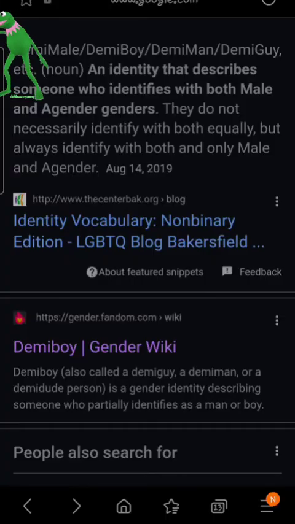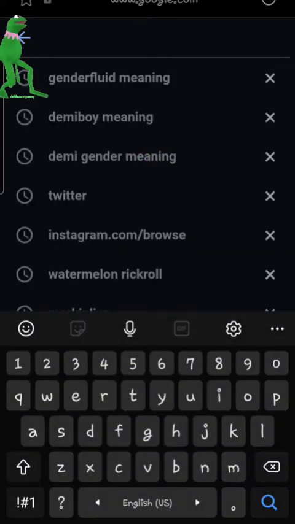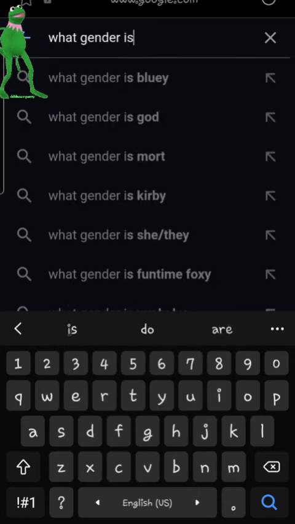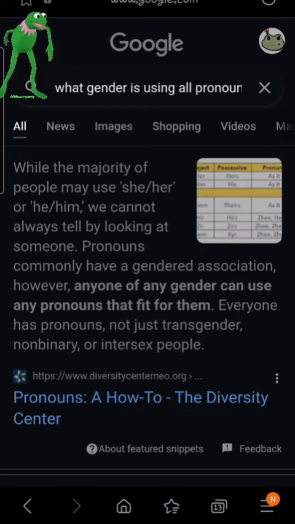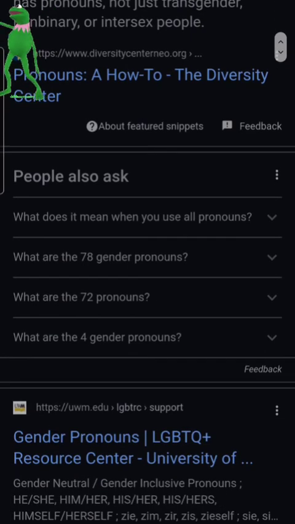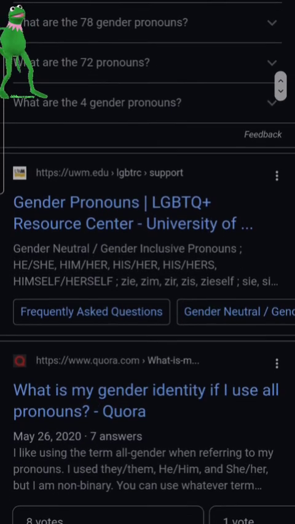Let me see. Okay, so I'm running out of space in my phone real quick, so I'm just gonna do my little thing where I Google what that gender is. What gender is using all pronouns? Okay. While the majority of people may use she, her, or he, him, we cannot always tell by looking at someone. Pronouns commonly have gendered association. However, anyone of any gender can use any pronouns that fit them. Everyone has pronouns. But what is the pronouns? Oh my God.